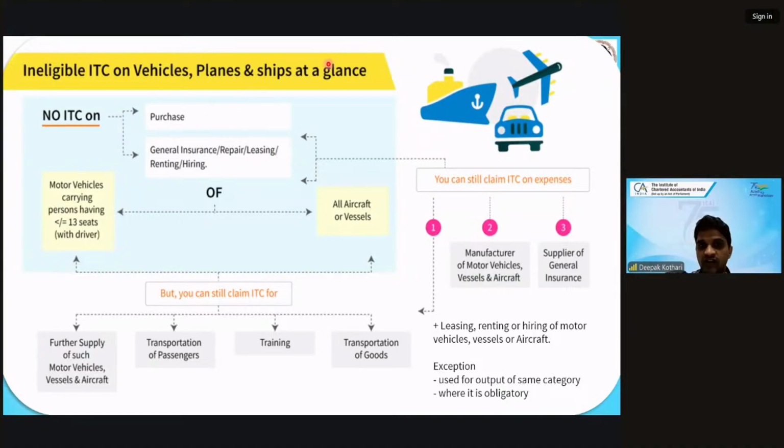Yes, he cannot claim it. Not for personal. It is not for personal, Navneet. Can he claim it? Because seating capacity is less than 13, so he cannot claim it. Correct. So even if he uses it for business purposes, still he cannot claim it.